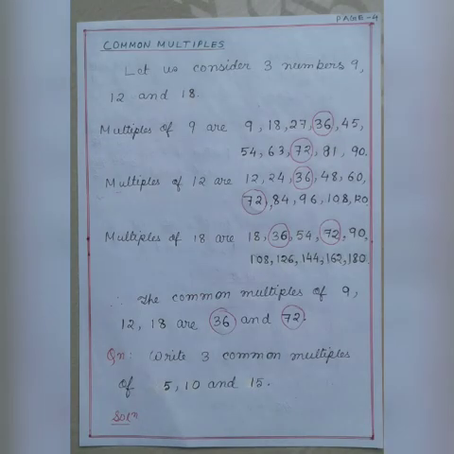Now let us come to the next point, common multiples. We already know what multiples are. Now let us consider three numbers: 9, 12 and 18. We shall write the multiples of the three numbers. Multiples of 9 are what? You already know.